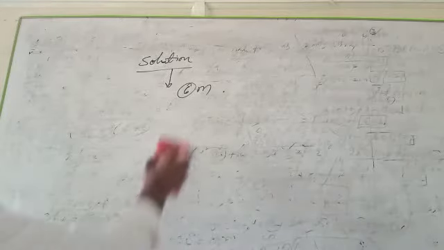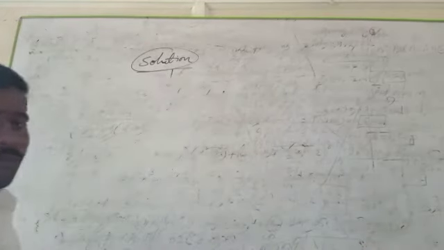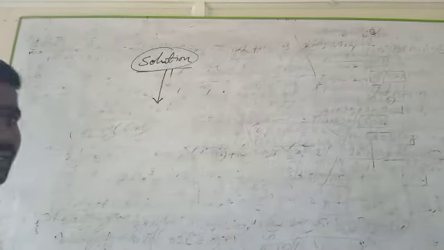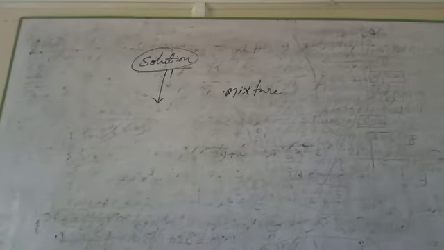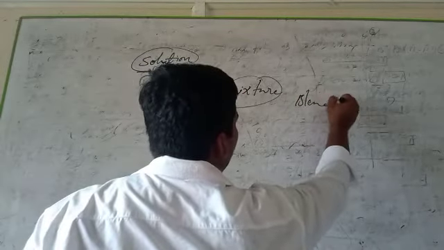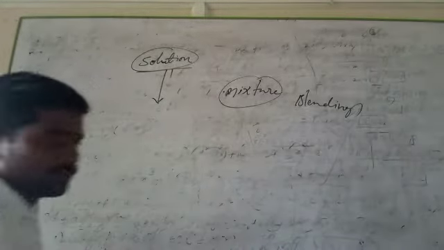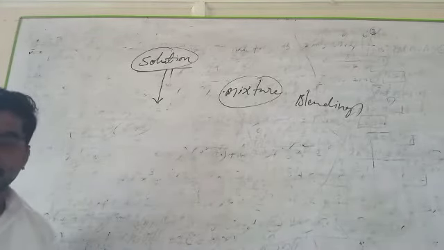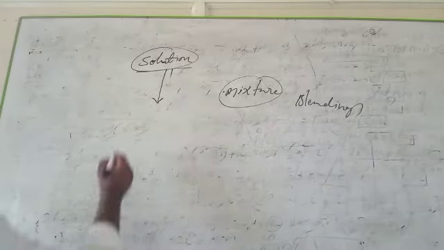First of all, what is a solution? Solution means it is one type of mixture. Mixture means blending. Blending means two or more compounds blended together. That is a solution.